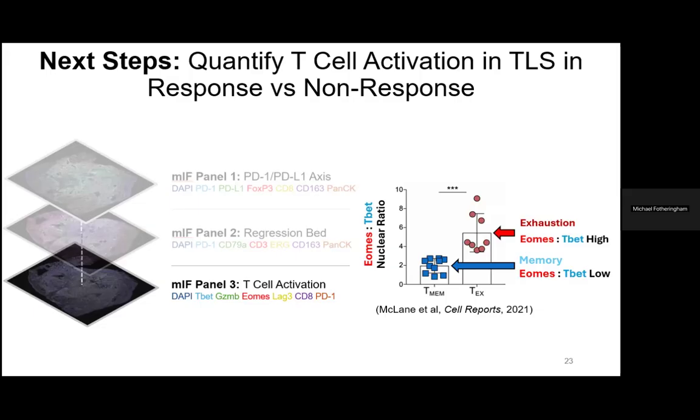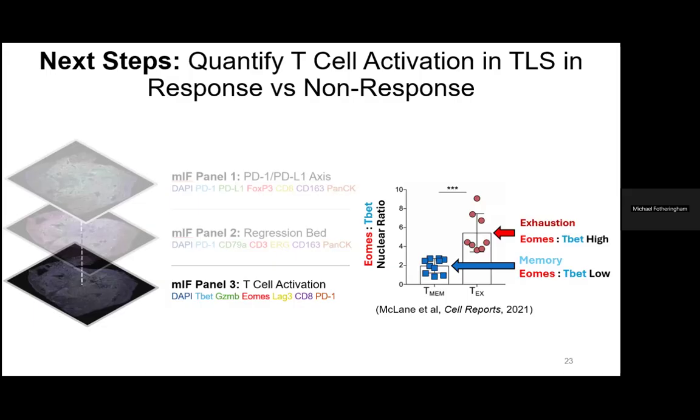It's got TBET, which is a transcription factor, granzyme B, EOMs, eomesodermin is another transcription factor. Granzyme B is what's involved in T cell mediated death of other cells. LAG3 is another immune checkpoint molecule, and CD8 is our marker for cytotoxic T cells. PD1 is our canonical immune checkpoint molecule. And I'm really interested in these two transcription factors, eomesodermin and TBET.